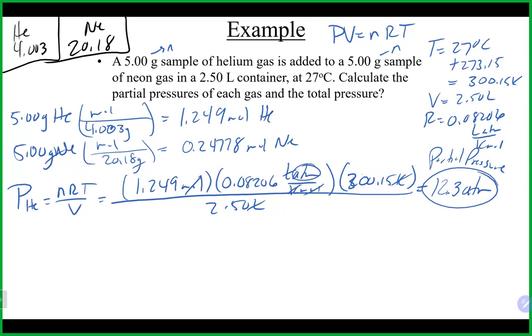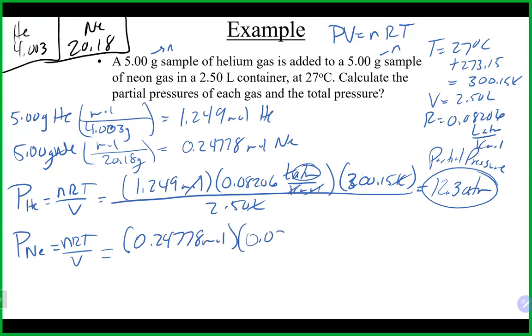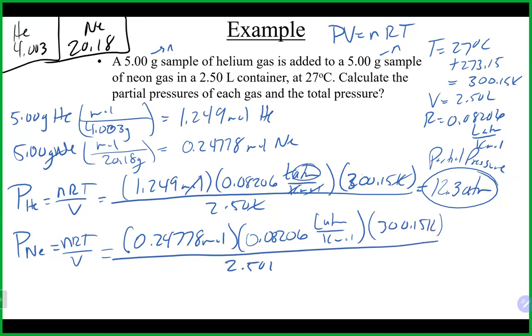We're going to do the same thing here for our other gas. Nothing's really going to change here other than the moles, so we just want to make sure we use the correct moles. We'll use our moles of neon, which is 0.24778. And again, because they're in the same container, in the same vessel, in the same room, everything else here is going to be the same. So 0.08206 liters atmosphere per Kelvin mole, 300.15 Kelvin, all divided by 2.5 liters.